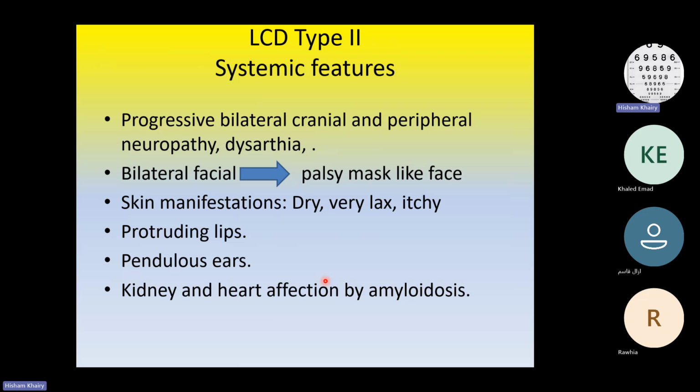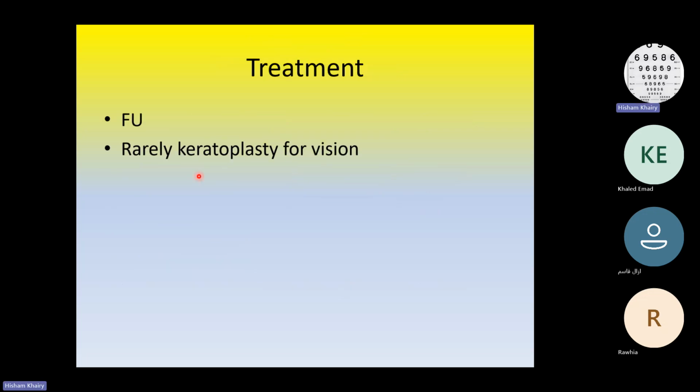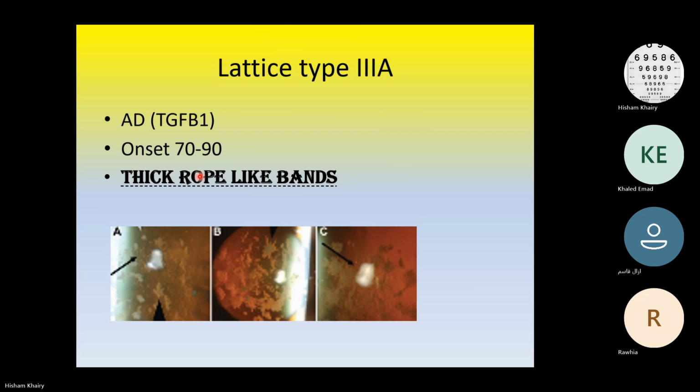Again, this same progressive bilateral cranial peripheral neuropathy, dysarthria, skin manifestations, dry, very lax, itchy, protruding lips, pendulous ears, kidney and heart affection by amyloidosis, mask face. Treatment and follow-up are very difficult. Keratoplasty is not easy because of this exposure and facial palsy.